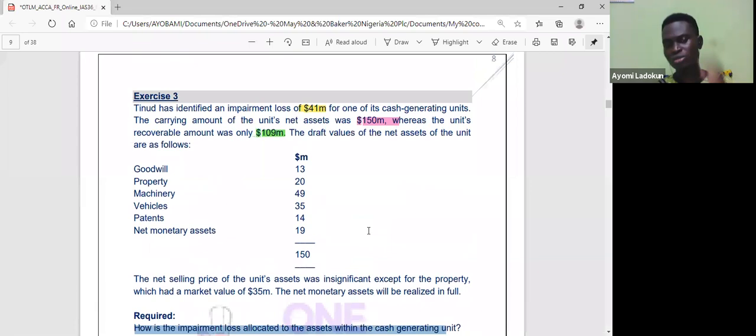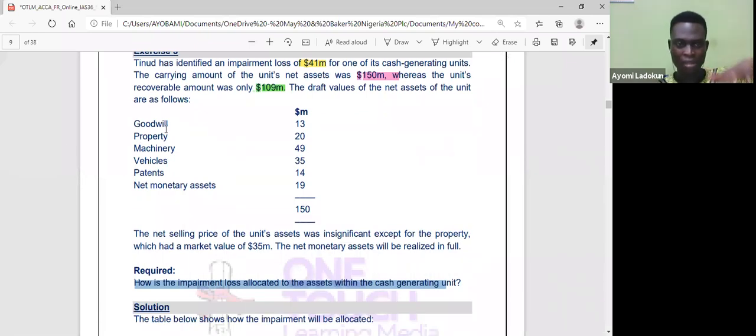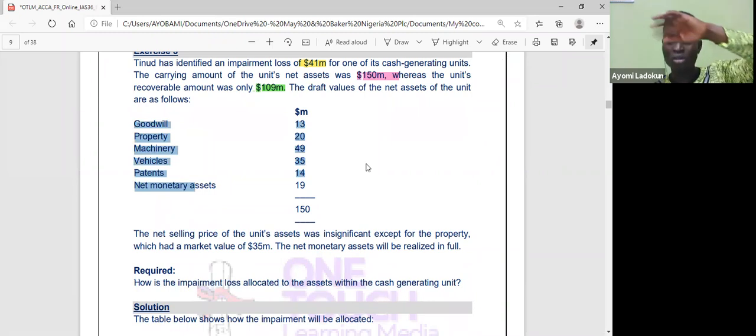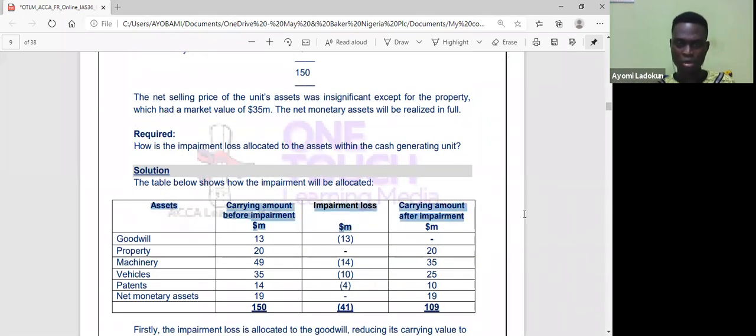So if I want to do this question, I have to do it in a table. Anytime you are doing questions on a cash generating unit, it has to be in a table. So what do you do here? Now I'll list all my assets, with their carrying amounts. The next column will be impairment loss. Then the fourth column will be carrying amount after impairment loss. Just like the way you have here, can you see?